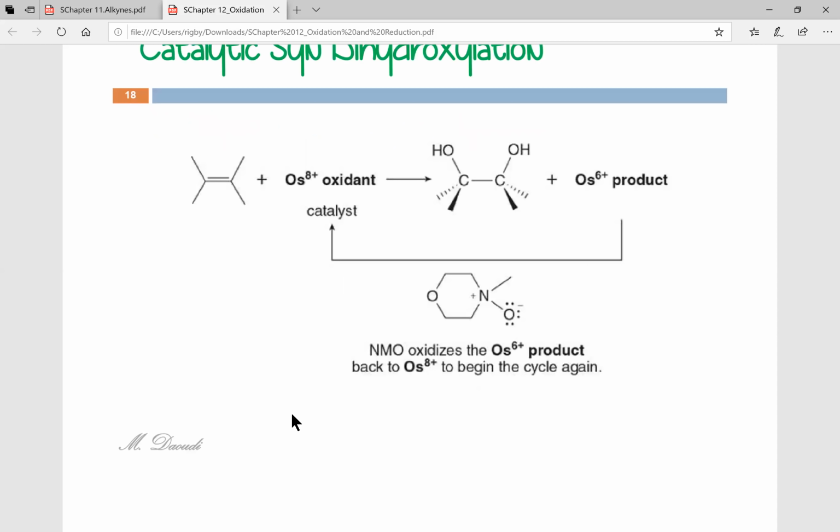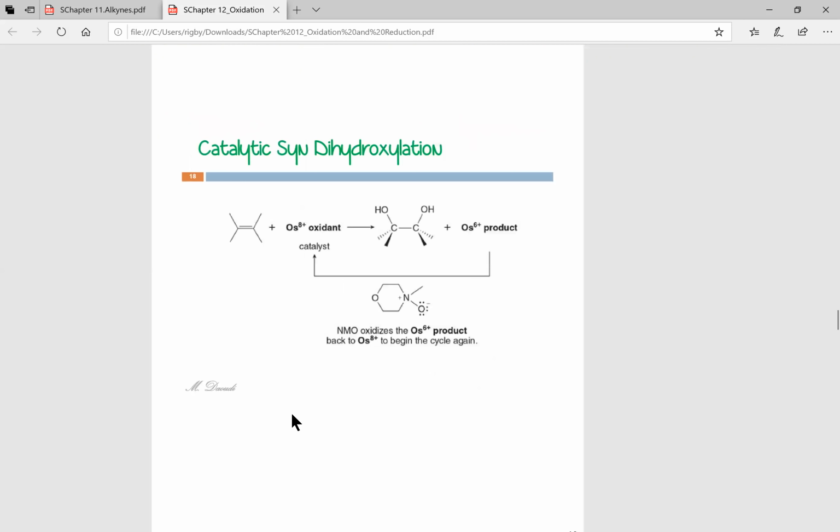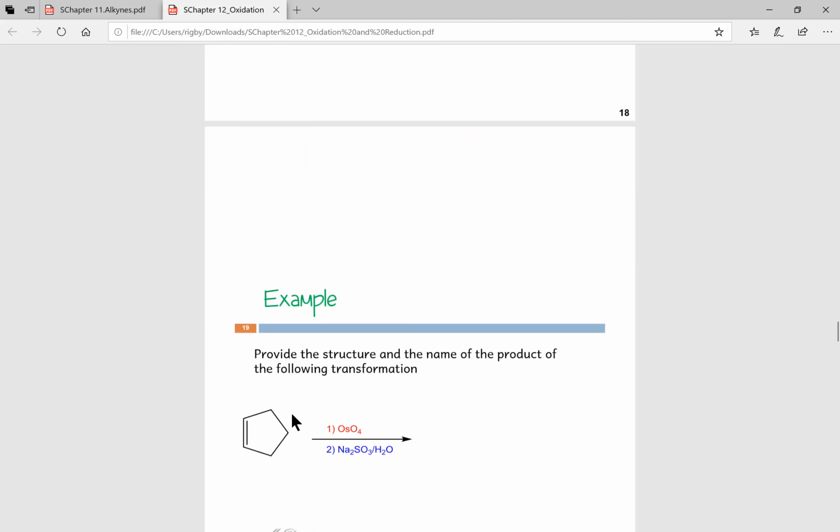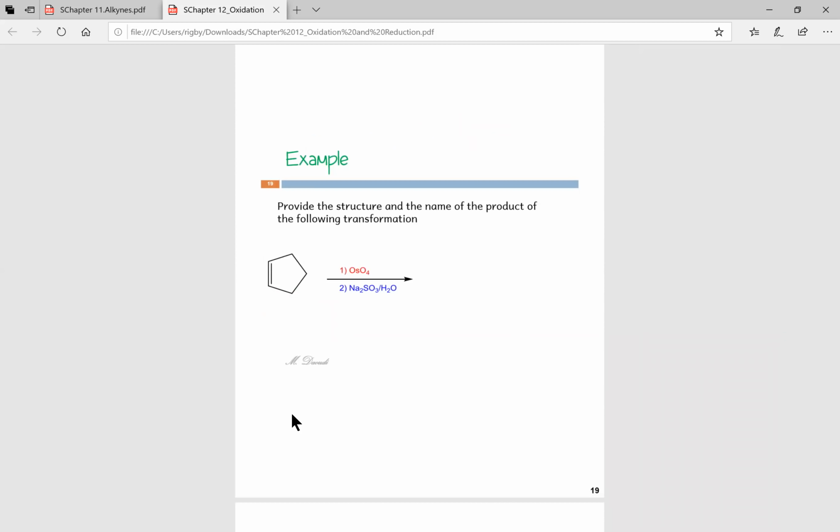Somebody asked, did we cover this in class? Yes, I think so. So here's an example. Provide the structure and the name of the product for the following transformation. This would be a good test question. The test question would probably be, what is the name of this product after doing this reaction, and then you'd have a bunch of different products to choose from. So I'm going to let everybody have a chance to do it. If you're watching the recording, pause it and try to do this on your own.